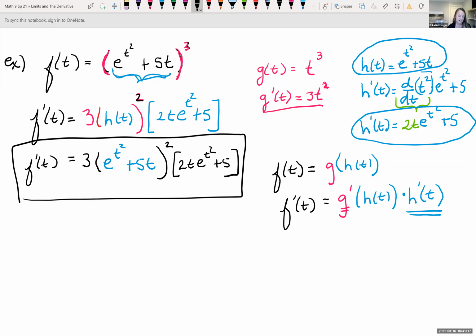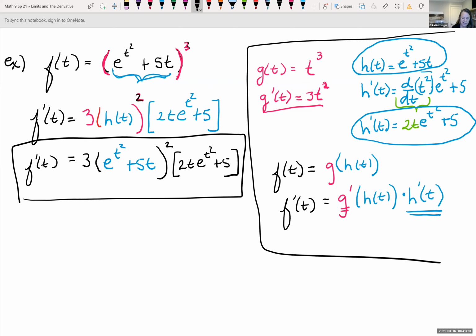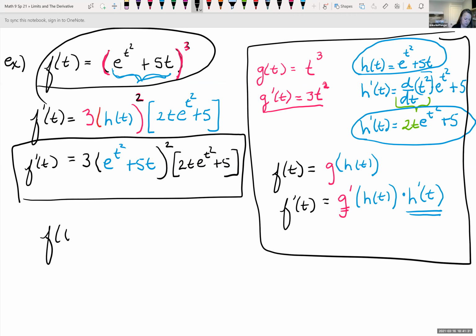So really, if it helps you at first to break it down, you can do that. As we move on, I really don't do that. I would start with this right here: f of t equals e to the t squared plus 5t cubed. I would notice right away what my outer function is. If we have some parentheses raised to a power, the outer function is that parentheses raised to the power. So I would see right away that we can use the general power rule.